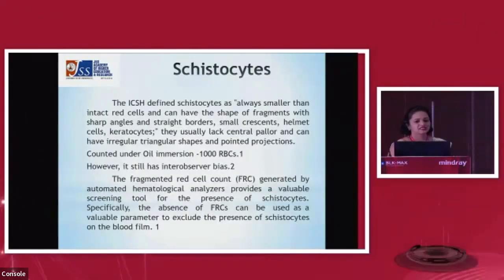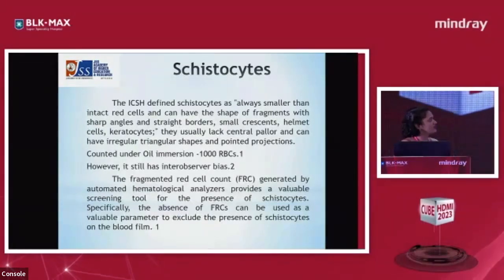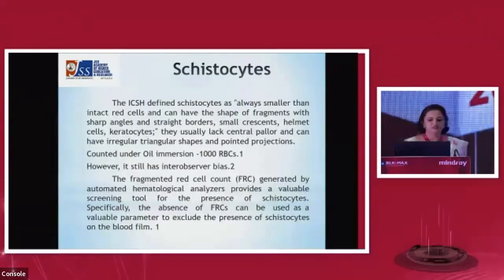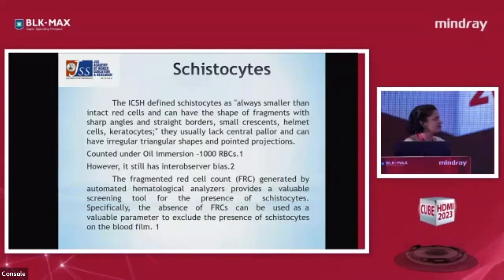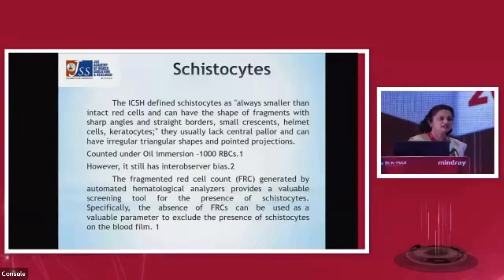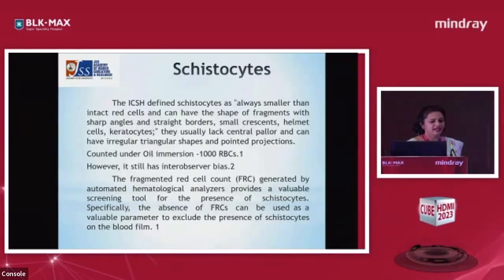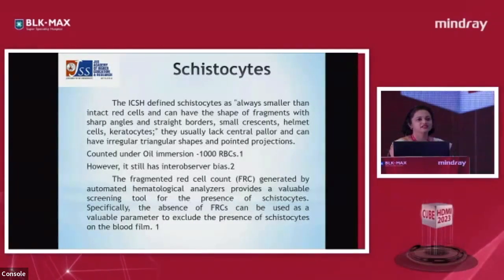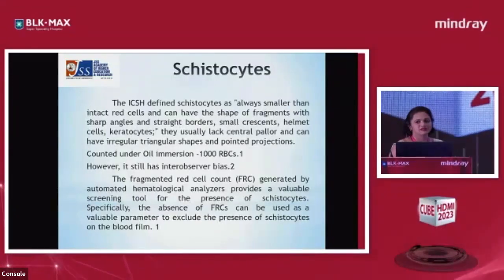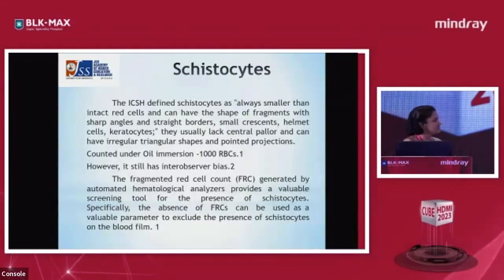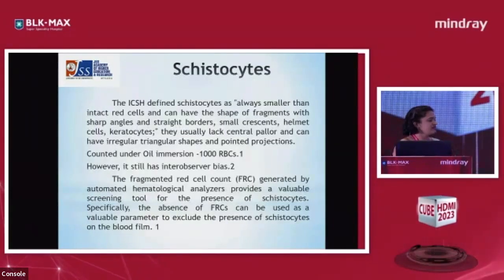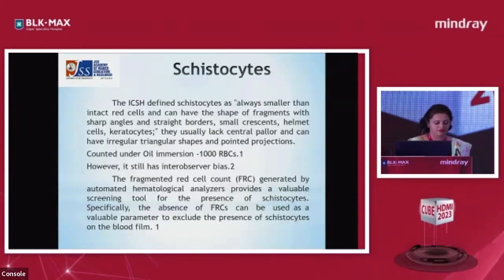So ICSH has defined schistocytes as always smaller than intact red cells, and they can have the shape of fragments with sharp angles and straight borders, small crescents in the form of helmet cells and keratocytes. These are counted under the oil immersion objective. A minimum of 1000 RBCs are counted, and even then we can find inter-observer bias. Fragmented RBCs are also generated by hematology analyzers nowadays, and there is a suggestion that the absence of FRCs can be used as a valuable parameter to exclude the presence of schistocytes on the blood film.